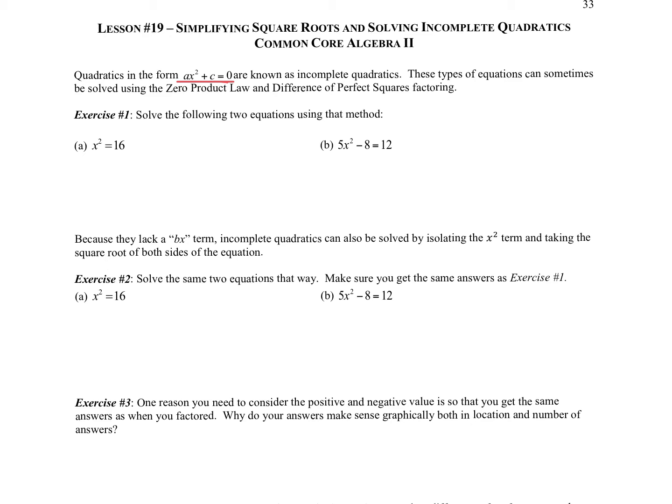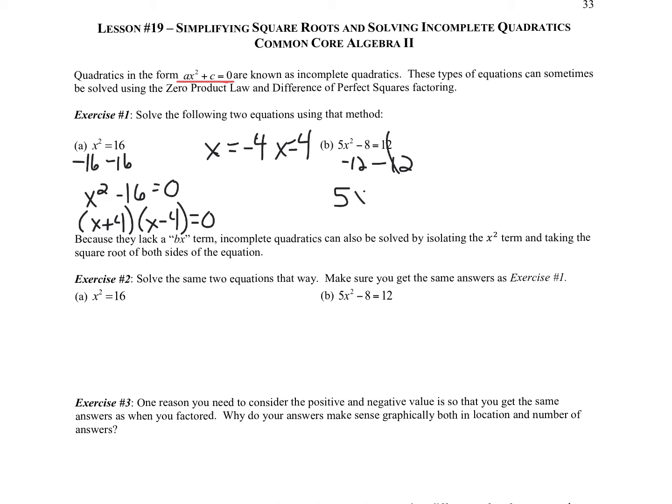So we're first going to look at two incomplete quadratics that can be solved with a zero product law. This first one, we have x squared equals 16. If I set this equal to 0, I get x squared minus 16 equals 0. Then factoring, this does factor using the difference of perfect squares. And then if I solve from each of those factors, I am going to get that x either equals -4 or +4.